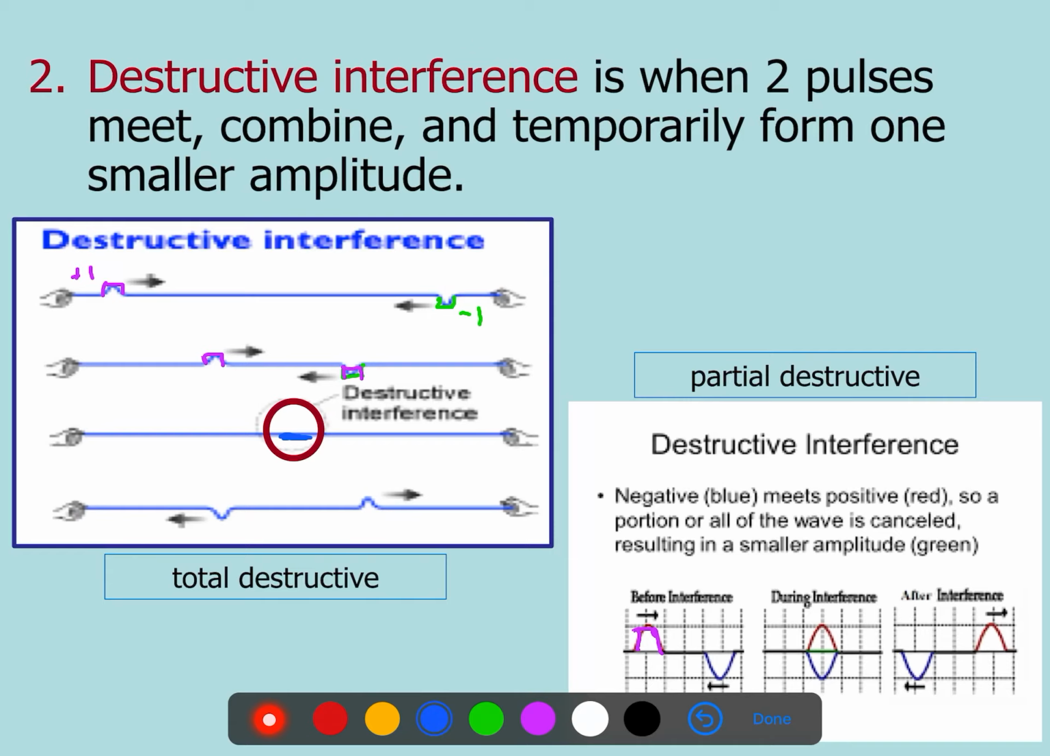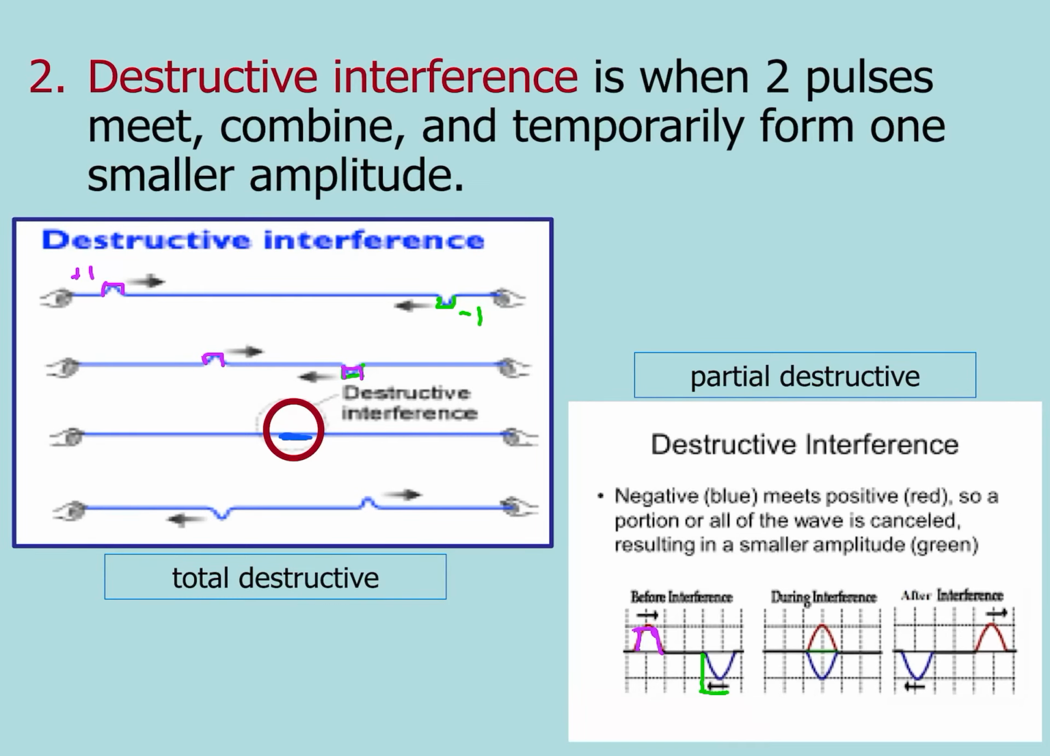Oh, and you know what? I thought this gave us 2. Let's make this a -2. Okay, let's make this a -2. I thought this was partial, but this is total.